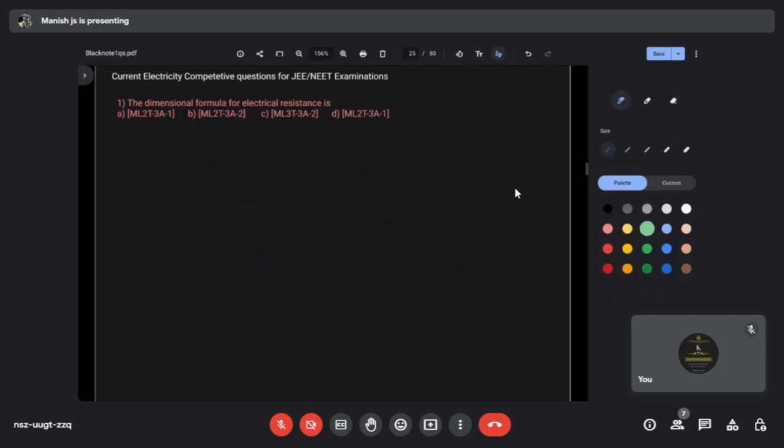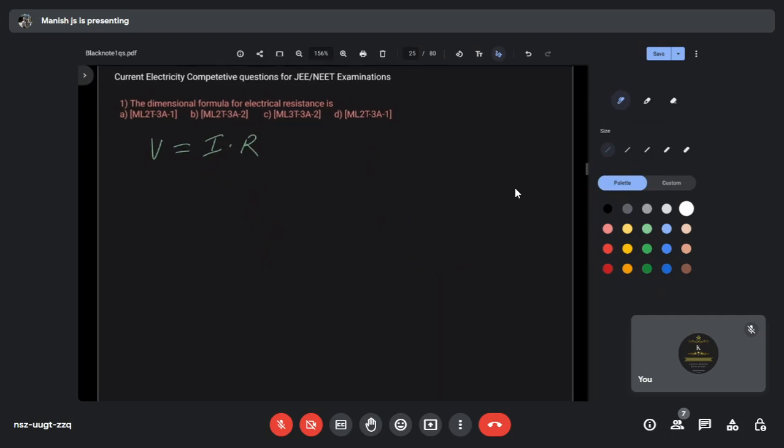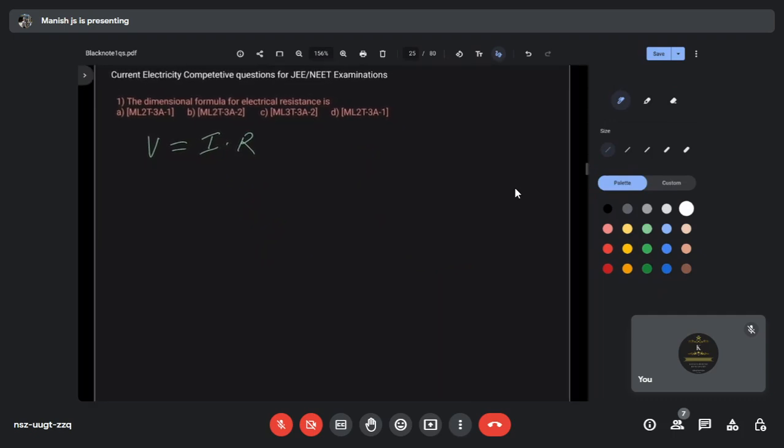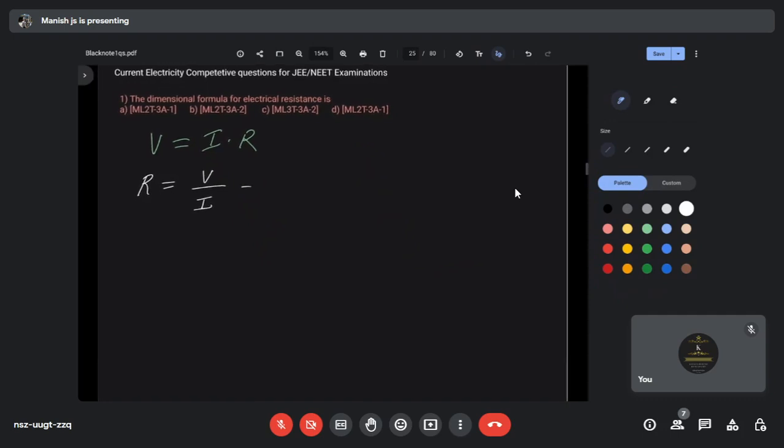Okay. So here, the dimensional formula for electrical resistance. First, from Ohm's law, we know that V is equal to I into R. This is the basic relationship from where we start. So we are rearranging for resistance. What is resistance? R is equal to V upon I. This is the rearrangement. After that, we are going to substitute for potential difference, that is V, in terms of work done.